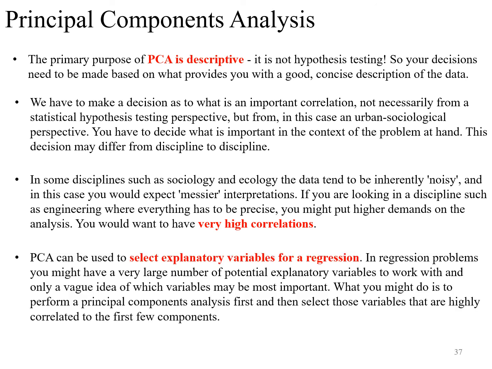And PCA, very importantly, can be used to select explanatory variables for a regression. So if you have a large number of potential explanatory variables to work with and only a vague idea of what variables might be important, doing a PCA first and then selecting those variables that are highly correlated to the first few components is a good way of reducing the complexity. And it also gets rid of, as I referred to before, multi-collinearity, which can actually make the interpretation of regressions more difficult.